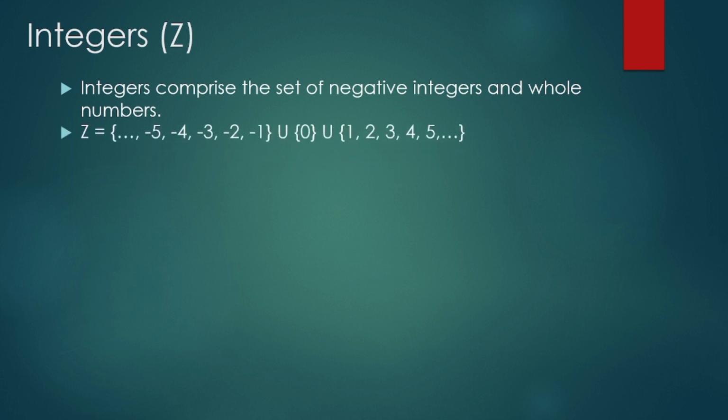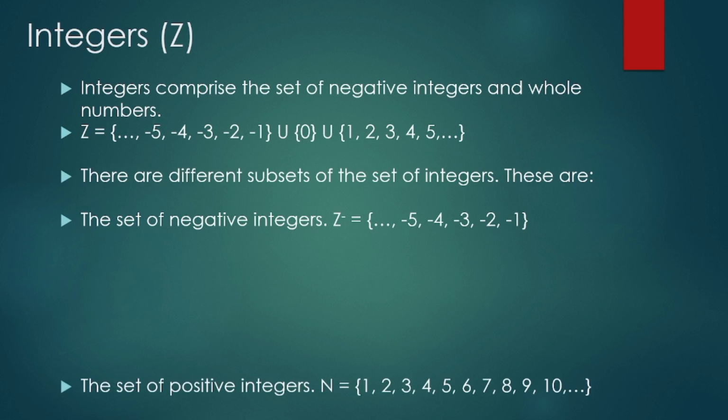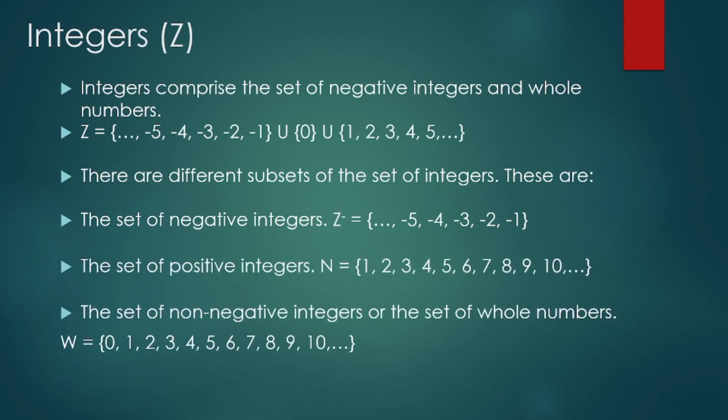So, ayan. Ibig sabihin, yung 0 natin sa whole numbers, tapos yung ating natural numbers, tapos dagdagan natin ng mga negative numbers, that is now the integers. Palaki ng palaki yan nasasakop natin. So, there are different subsets of integers. These are the set of negative integers, the set of positive integers, and the set of non-negative integers or the set of whole numbers. So, ayan.